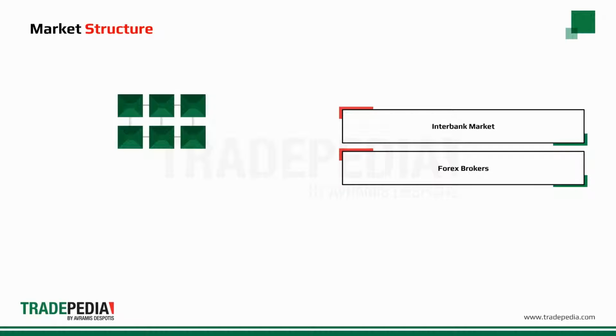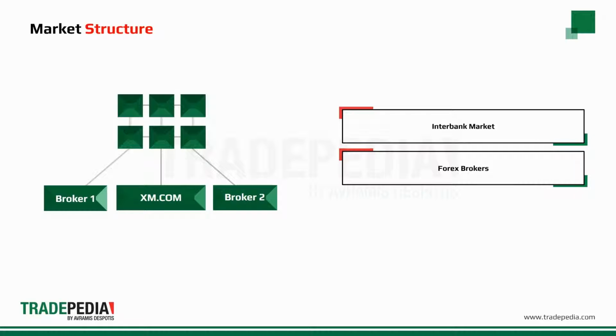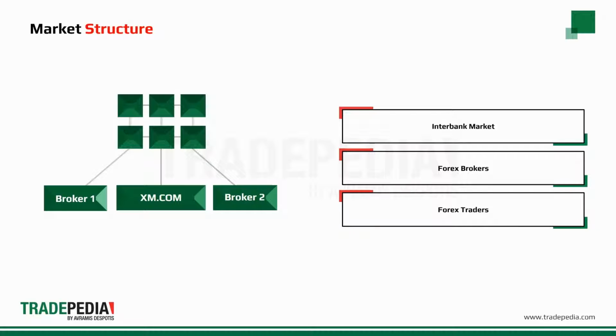The second level is the big Forex brokers that have direct access to the interbank market to trade bulk amounts from their clients or smaller brokers. The third level is small Forex brokers and retail Forex traders. Most retail traders can't access the interbank market directly, so they need brokers in order to trade Forex.